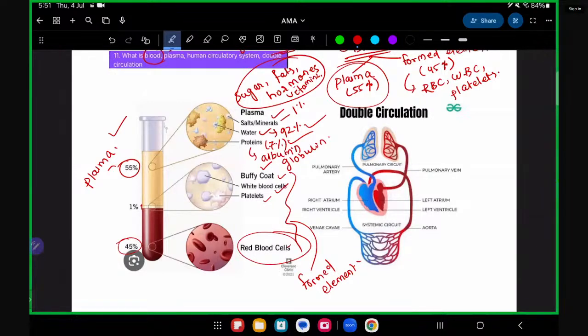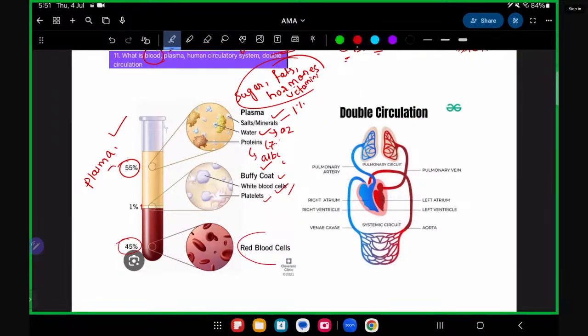Next up we have double circulation. As you can see from the word double, that means what? That means the blood passes through the heart twice. That's why it is double circulation. That means the blood passes through the heart twice. Why is double circulation important? Because it allows the oxygenated blood to be separated from deoxygenated blood.